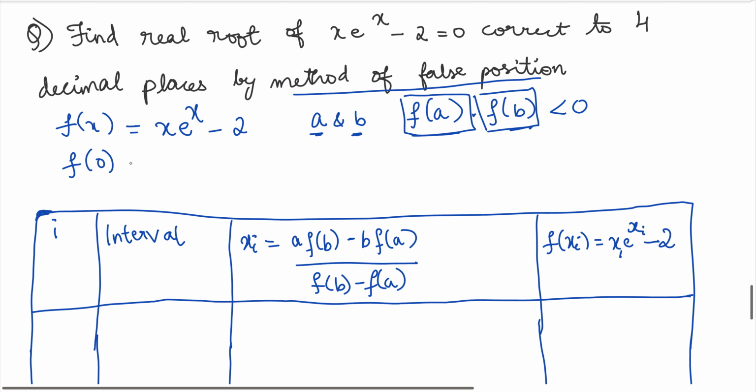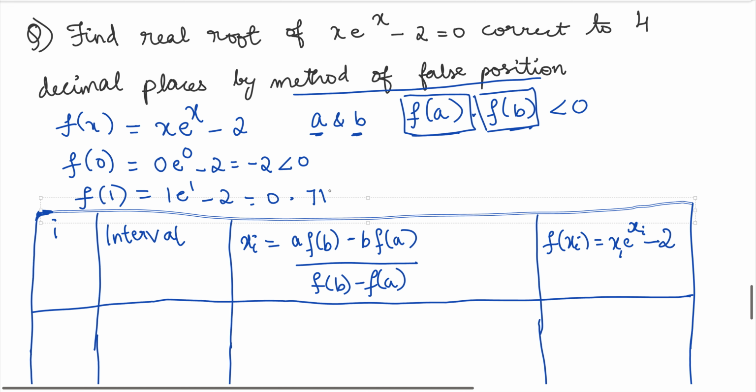Now let's find out those numbers. Let's see what is f of 0. f of 0 is 0 into e power 0 minus 2, which is minus 2. So this is less than 0. Now let's try f of 1. f of 1 is 1 into e power 1 minus 2, so the value is 0.7183. This is greater than 0.